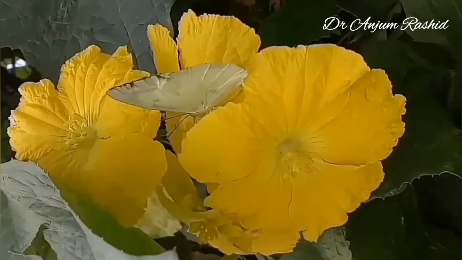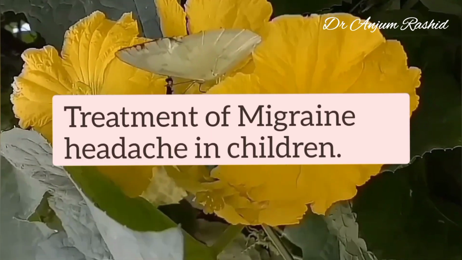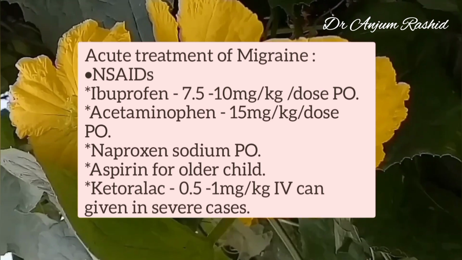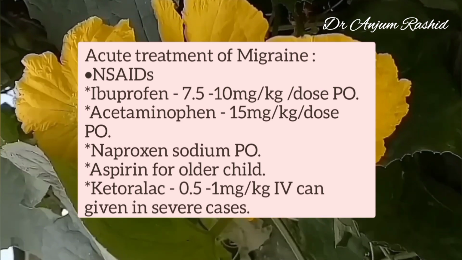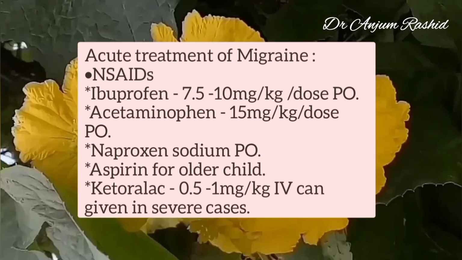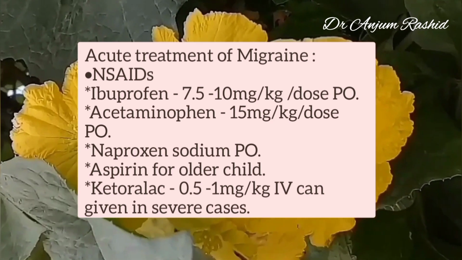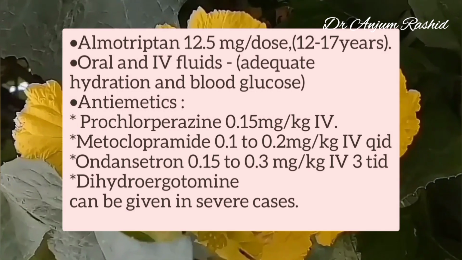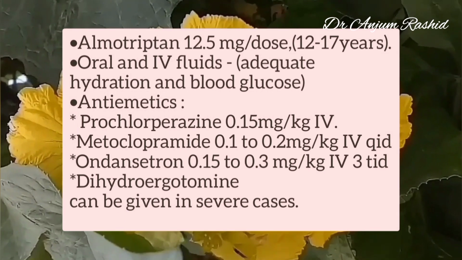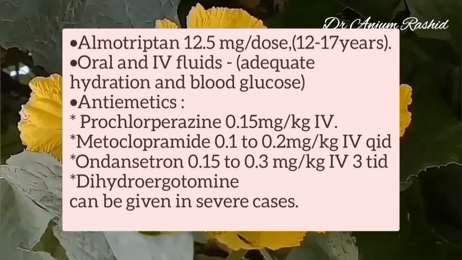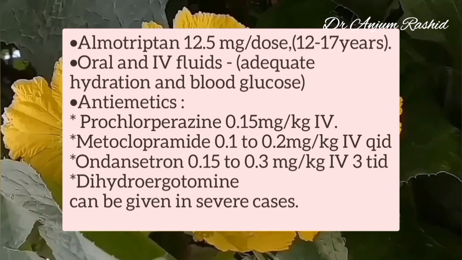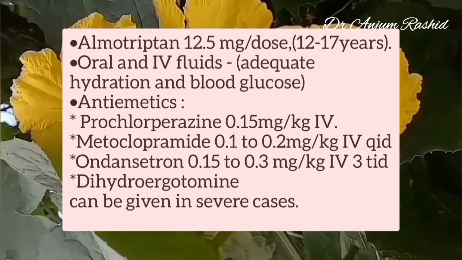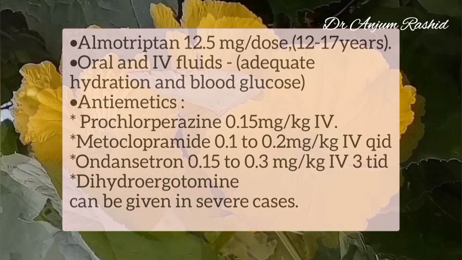Now I will discuss the treatment of migraine headache in children. For acute treatment of migraine, following drugs are required: non-steroidal anti-inflammatory drugs. These include ibuprofen, acetaminophen, naproxen sodium, aspirin, and ketorolac. Other treatment include elmotriptan, oral and intravenous fluid, antiemetics including prochlorperazine, metoclopramide, ondansetron, or dihydroergotamine.